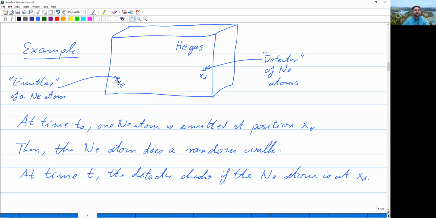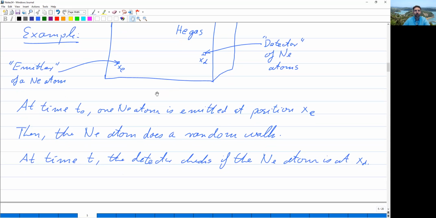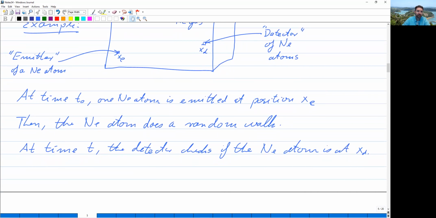All right, so we release a neon atom into the helium gas here at the time t0, and then we look for it over there at time t. Chances are we're not going to find it, right? What are the chances? It could be anywhere in here, but there's a probability that it will be found over there. If we do the experiment many, many times, and of course we always consider an ensemble, then there's a chance that we find it over there. Now, what is that chance? There is some probability, right?